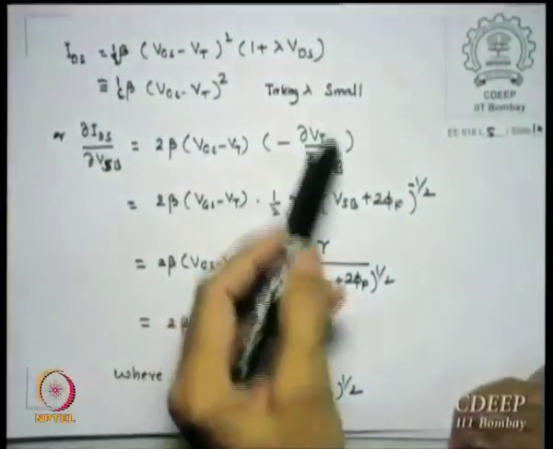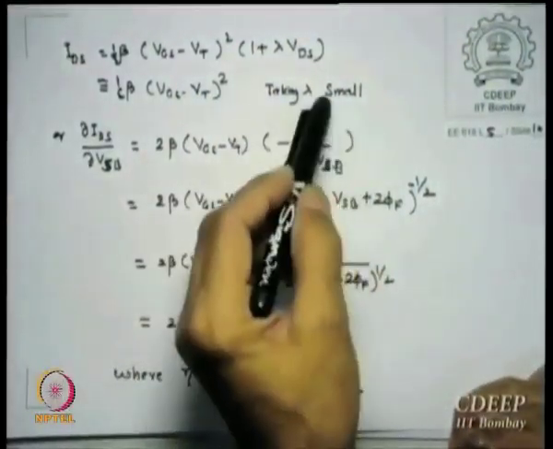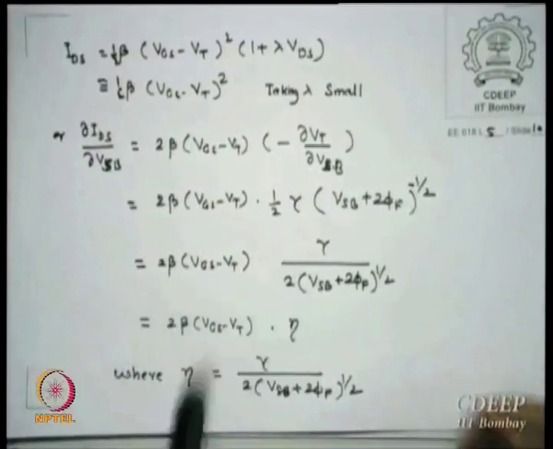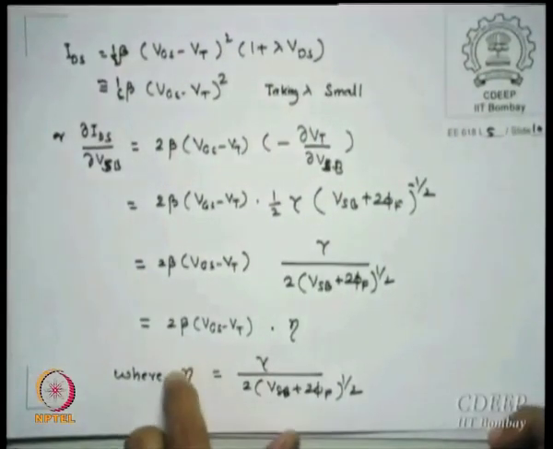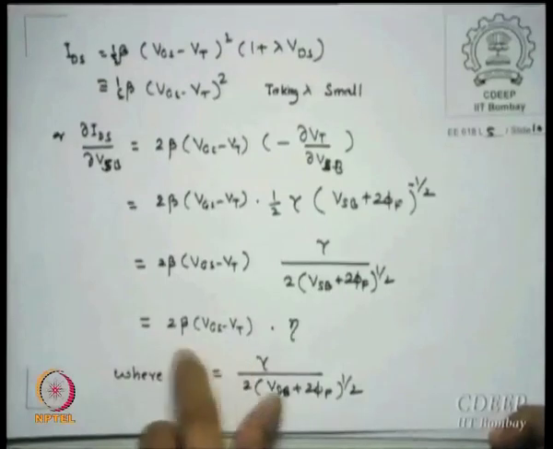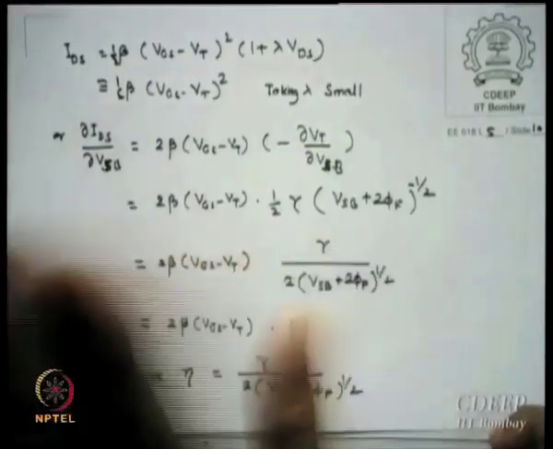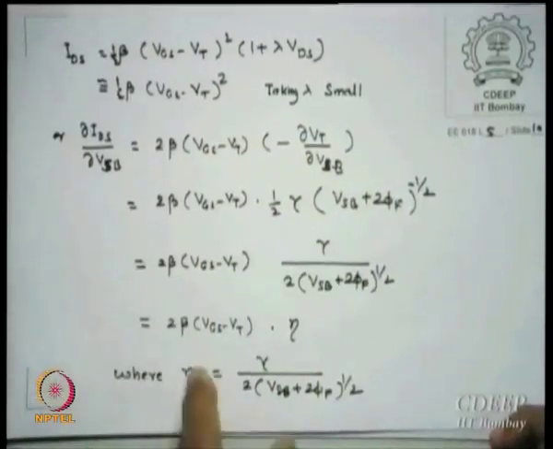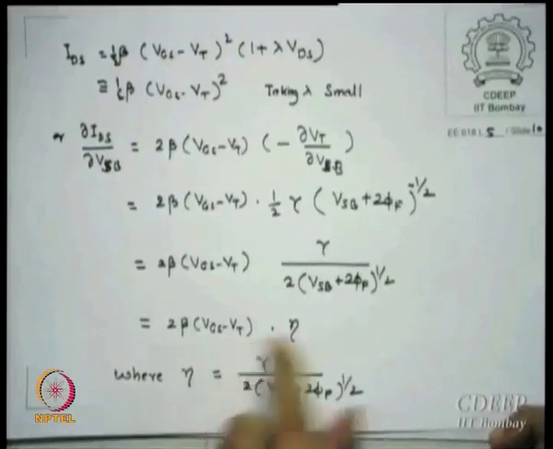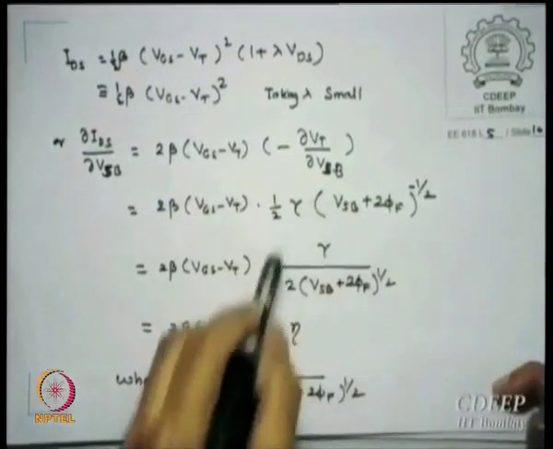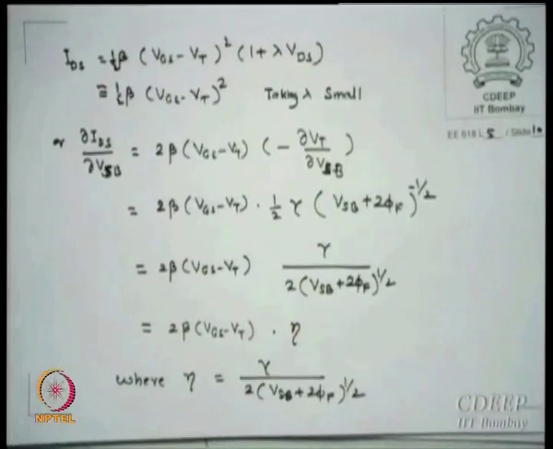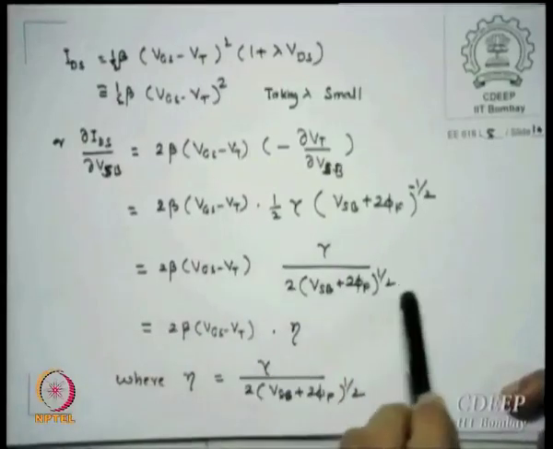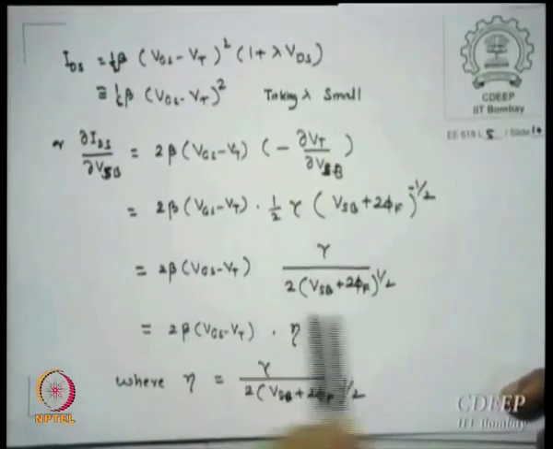So I differentiate this. I have already calculated delta VT by delta VSB, the last expression I have shown you. Substitute here and I get, maybe this 2 may not be there, beta times VGS minus VT times this constant, gamma upon 2 times VSB plus 2 phi f to the power half. Just check whether the 2 exists, because I have not taken it from the source, I just saw it an hour ago or something. I think that 2 has been taken care of somewhere, but just think of it. This is a constant.